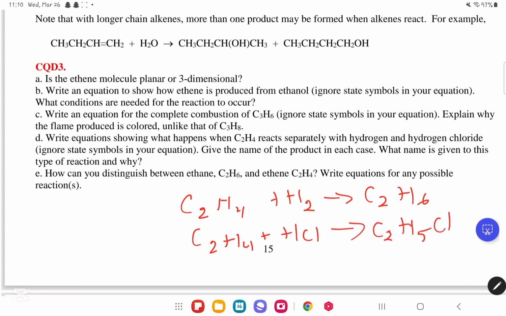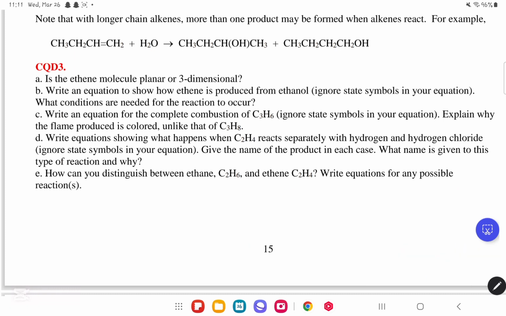C2H5Cl. Now, because these are addition reactions, they will produce a new product. So this over here is called ethane, and this over here is called chloroethane. That's part D done. Now we move on to part E.